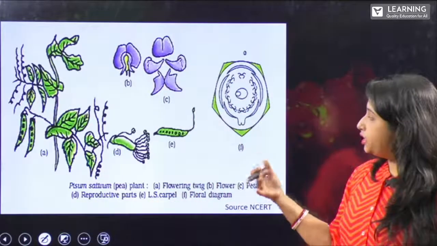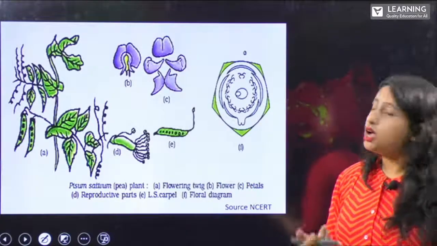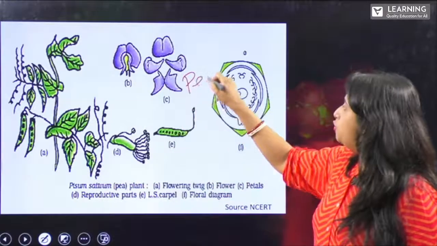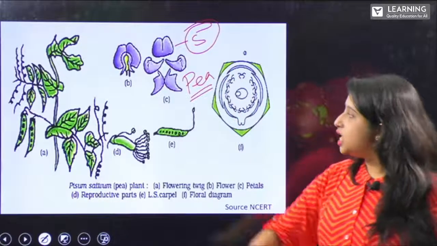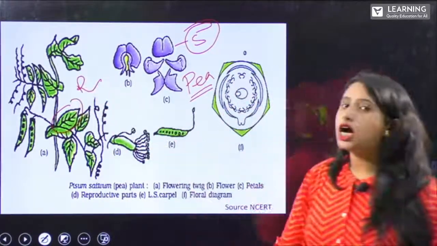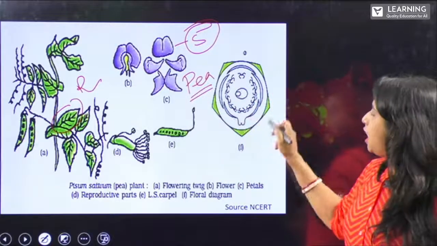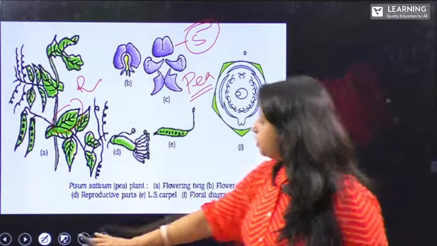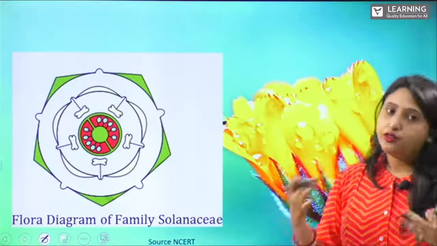Next, in your textbook, you will see this picture which clearly shows the various parts of your pea. See, this is the flower where you see 5 petals. This shows your reticulate venation, isn't it? How the leaves are arranged. And here you can see this type of aestivation, right? So this is all about your family Fabaceae.